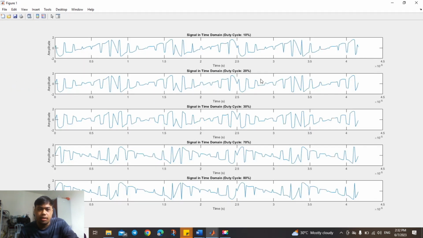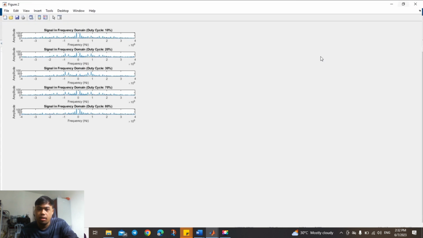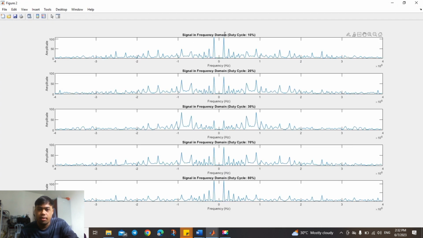So this is the signal in time domain. This is 10%. This is for the 20% and 30%, 70% and 80%. And then there is the signal that we get for frequency domain. This is 10%, 20%, 30%, 70%, and 80%. This is for the 5 harmonics.